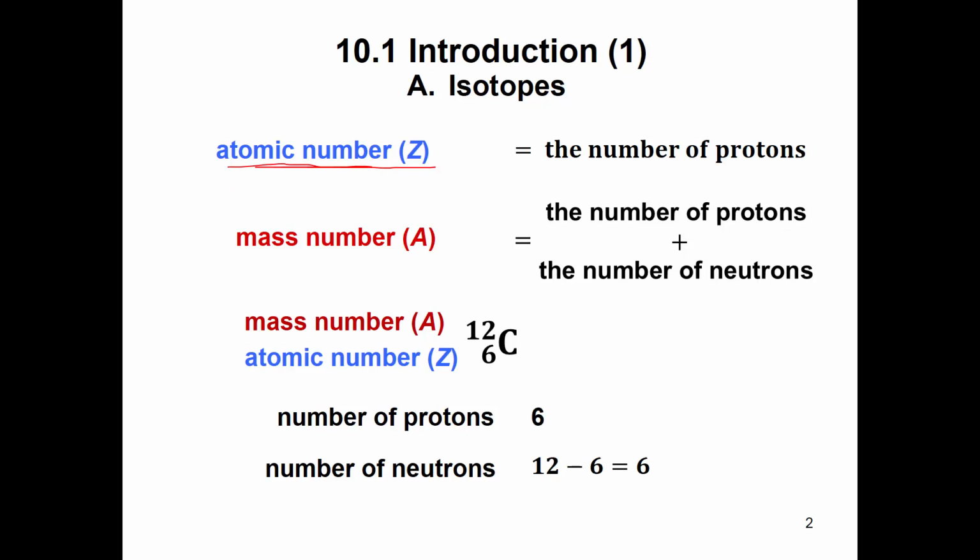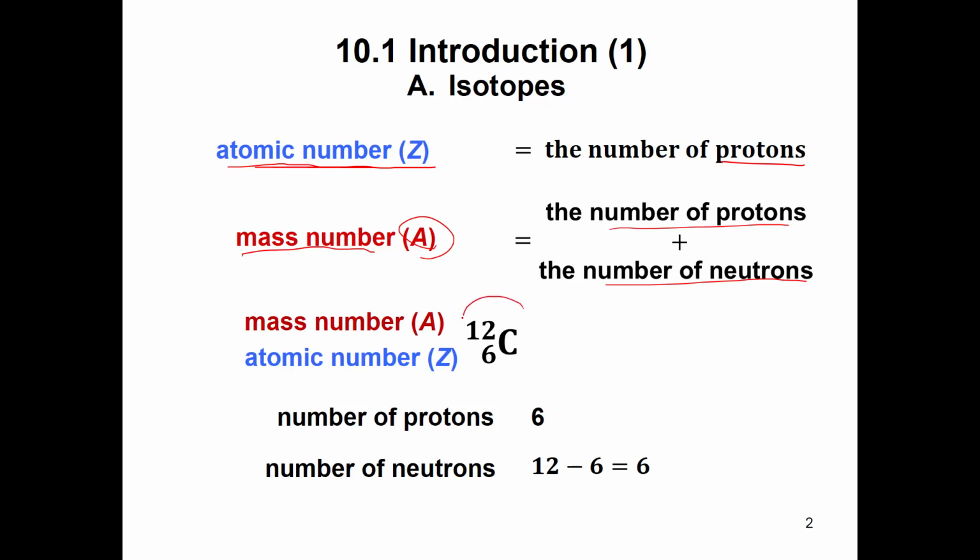we abbreviate as Z, and that tells us the number of protons. We have a mass number, A, which is the mass of the atom, so it's the number of protons plus the number of neutrons, because remember electrons are very small in proportion to those, and so they're negligible.